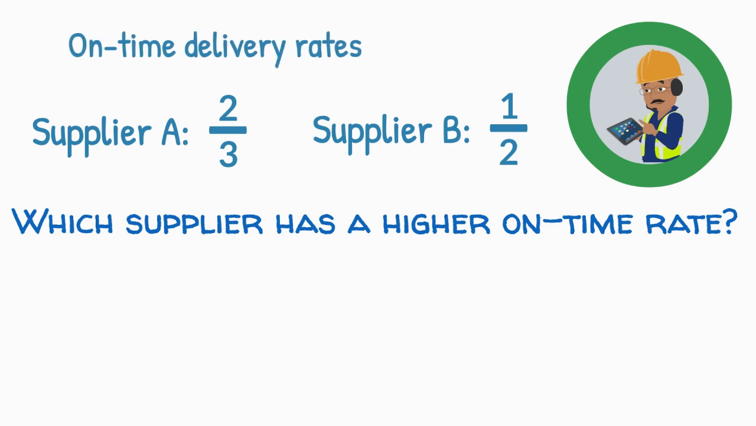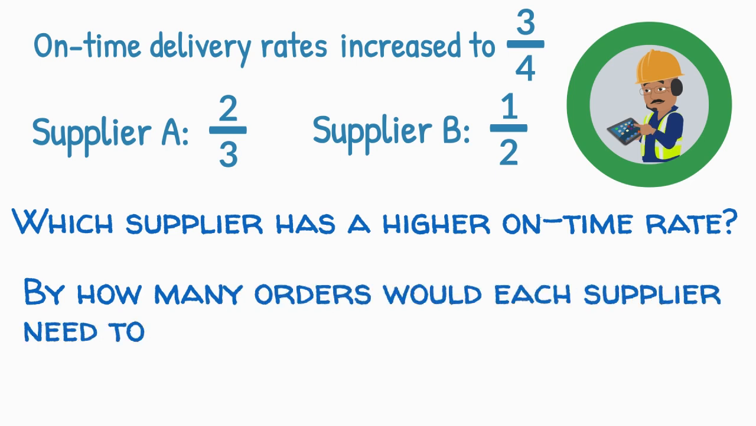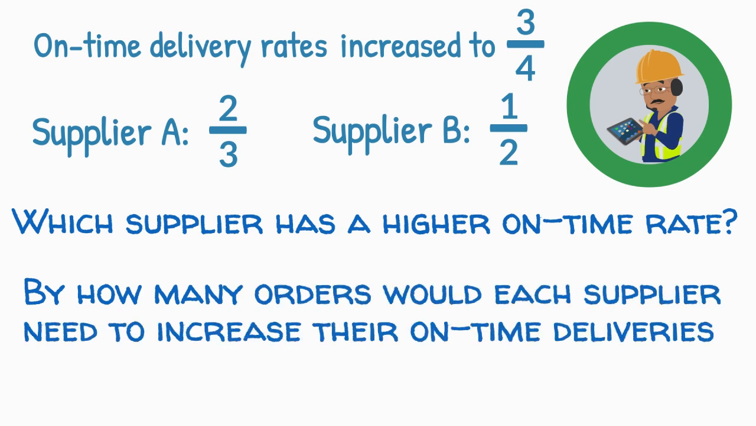If Ramon wants an on-time delivery rate of at least 3/4, by how many orders would each supplier need to increase their on-time deliveries to meet this goal?